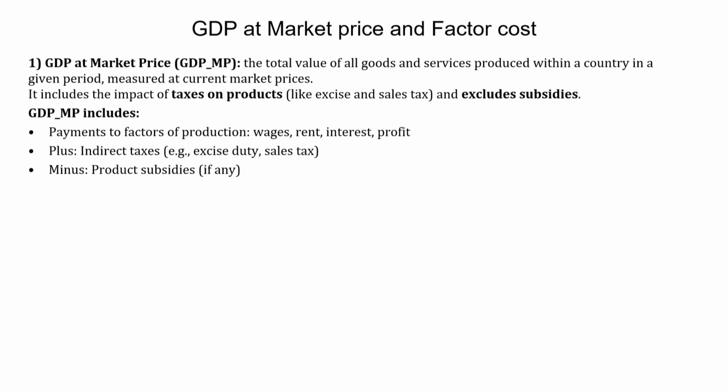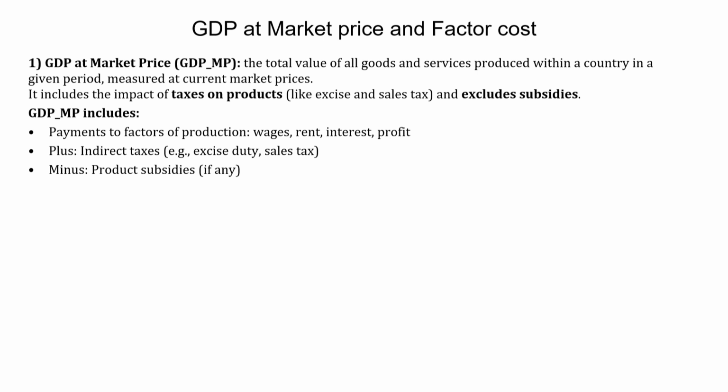Let us now move to another concept. That one is called GDP at market price and GDP at factor cost. Let's begin with the first one. What is meant by GDP at market price? Before that, let me tell you that what we normally report in general is GDP at market price. It means the total value of all goods and services produced within a country in a given period measured at current market price.